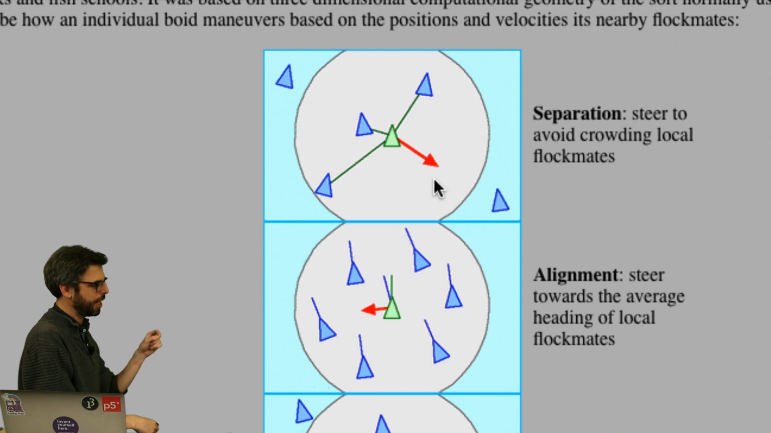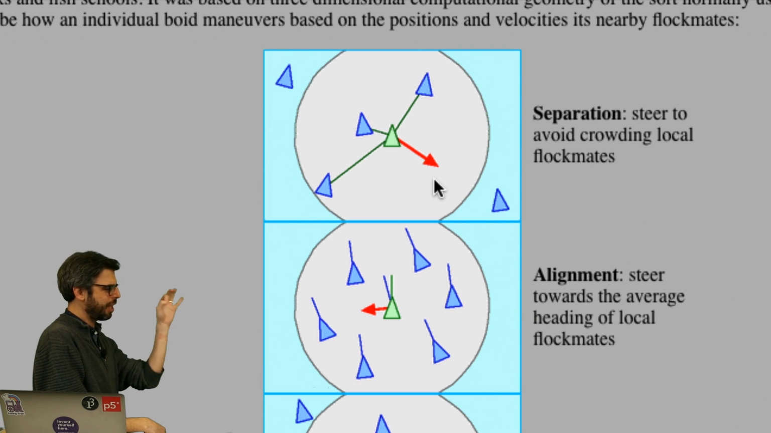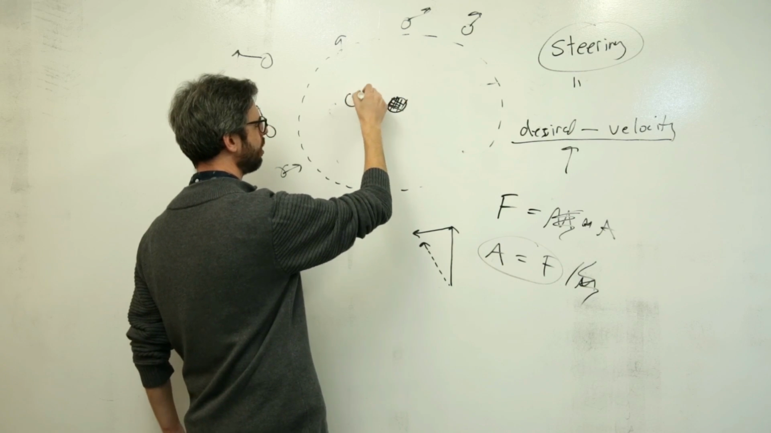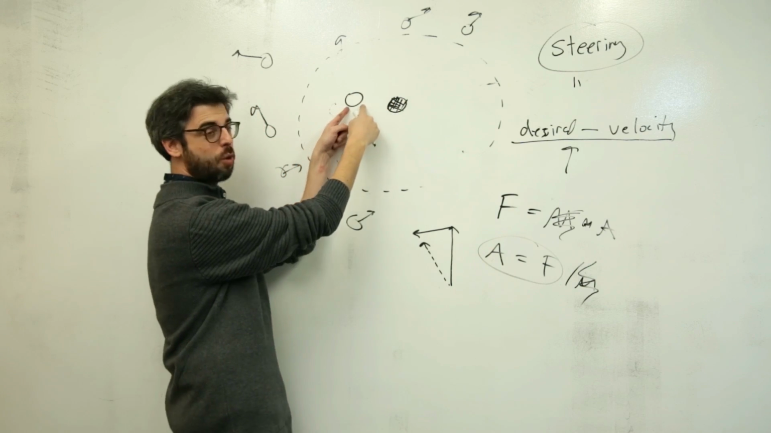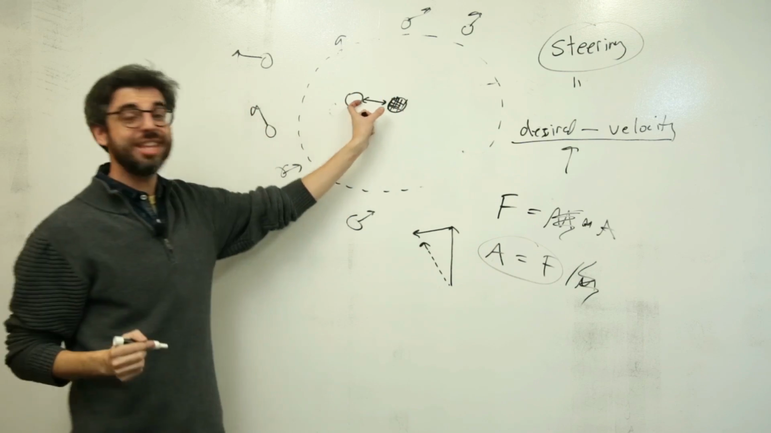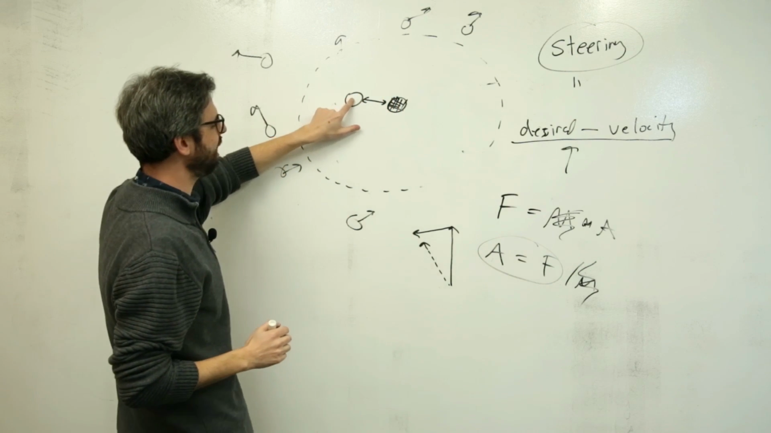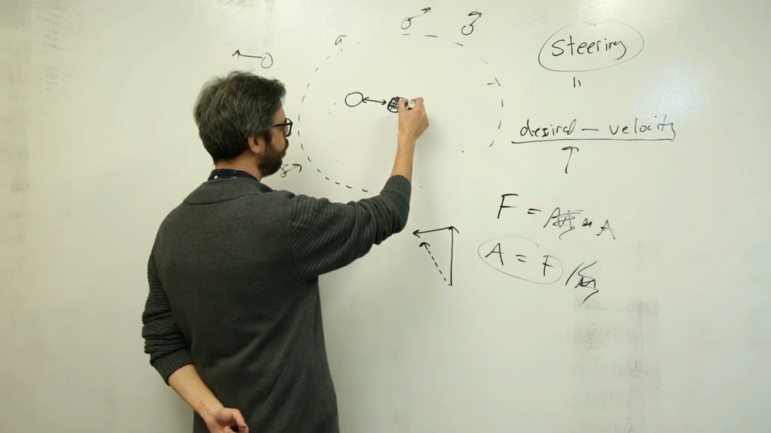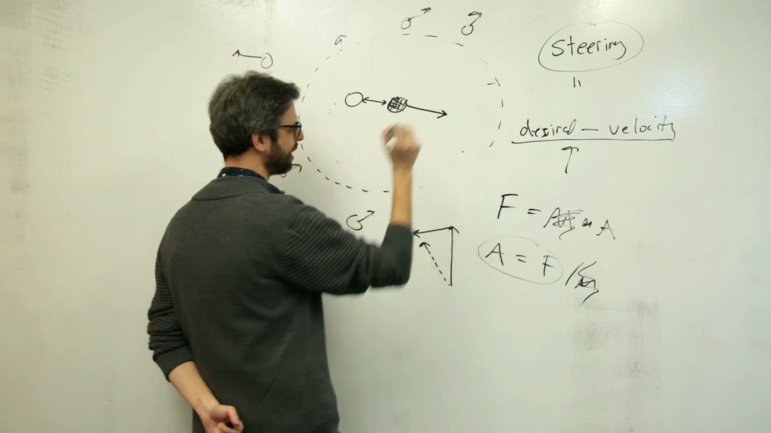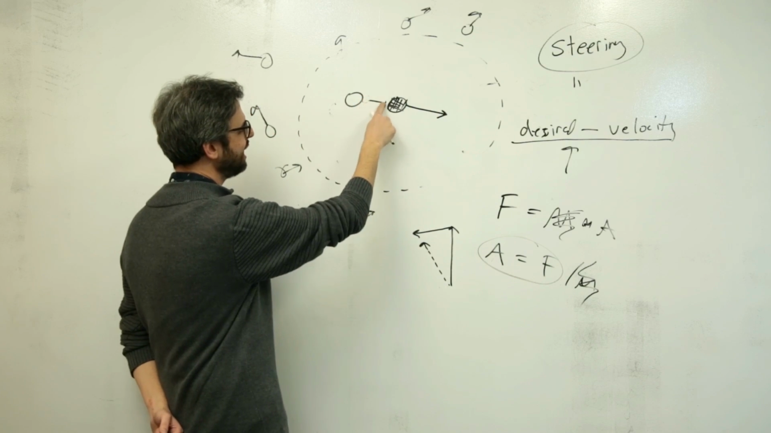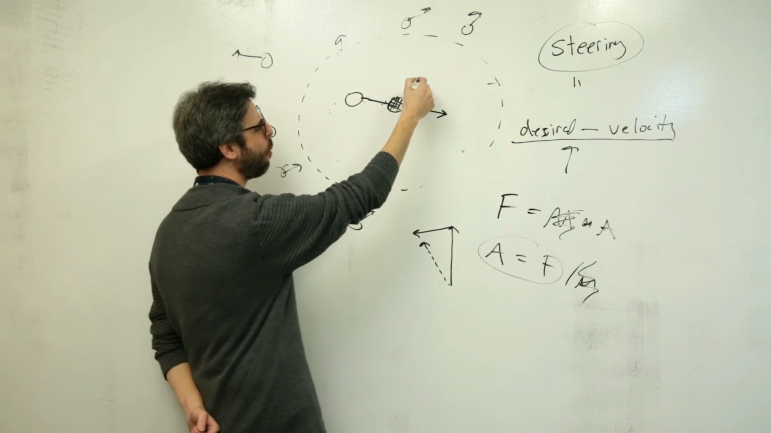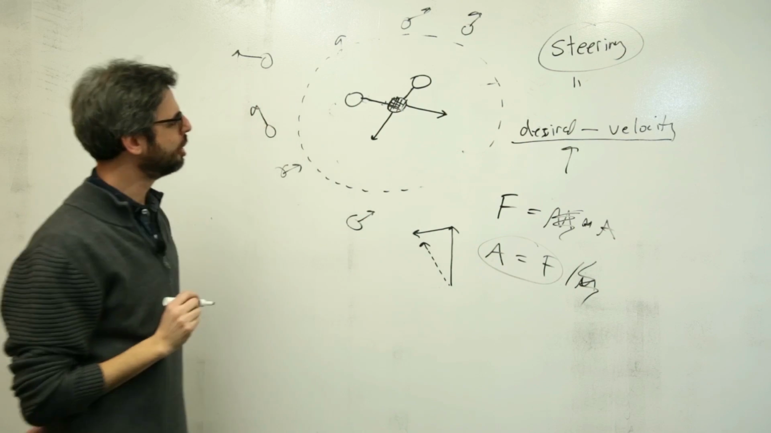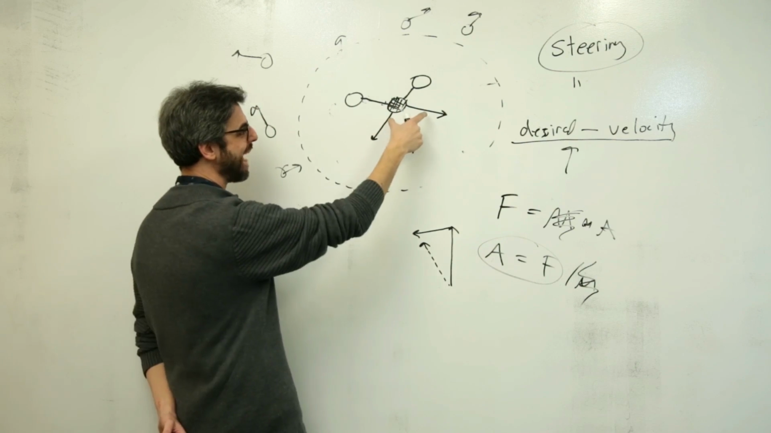Steer to avoid crowding local flock mates. Here's me, and here's my local flock mate. If this local flock mate is too close, within some sort of distance threshold, I want to steer to avoid it. What would be my desired velocity? My desired velocity would be to move in the opposite direction. But what if there is one here? My desired velocity would also be in this opposite direction. So my net desired velocity would be the average of these two.